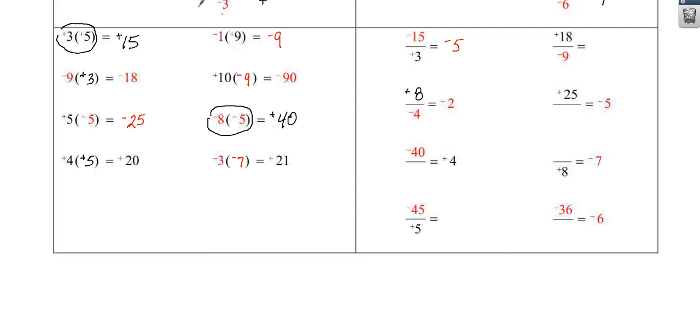Positive answer. Positive answer means same signs. Negative 40 divided by negative something. Signs have to be the same. Well, 40 divided by 10 makes 4. So negative 40 divided by negative 10 is positive 4. And last one in this column, negative 45 divided by positive 5. Signs are different, which means the answer is negative. 45 divided by 5 is 9.